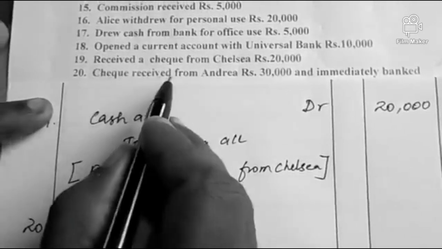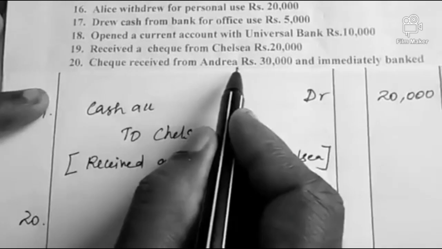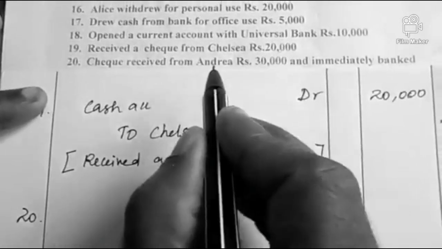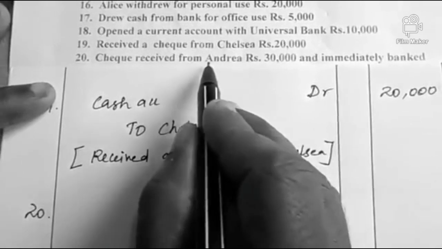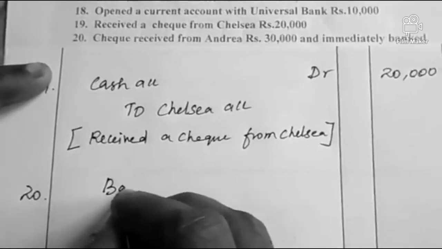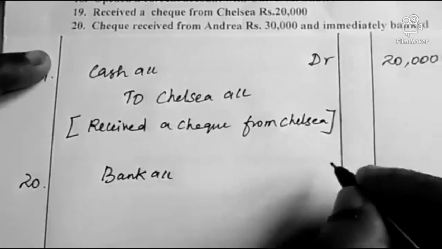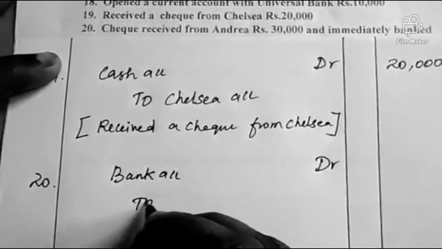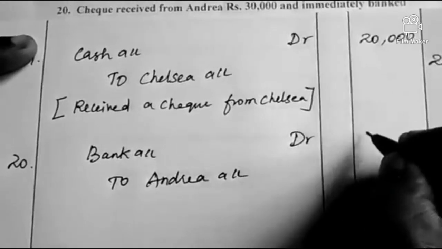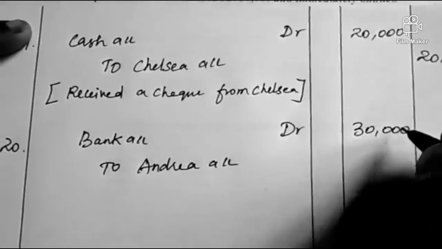So what is the entry for this transaction? Check received from Andrea and immediately banked. The banker is the receiver. Who is the giver? The check is given by Andrea. So the entry for this transaction is bank account debit to Andrea account, 30,000.